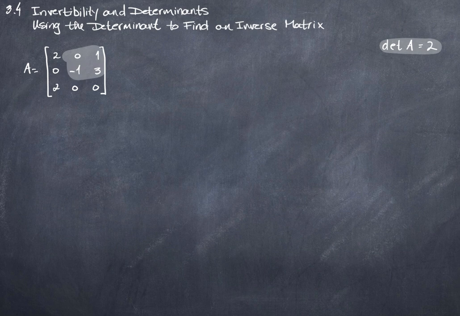What I'm going to do next is find a matrix. I'm going to call it C. In fact, I'm going to call it C sub A. That's also a 3 by 3 matrix. And this matrix is going to be made up of the cofactors of each entry in this matrix.